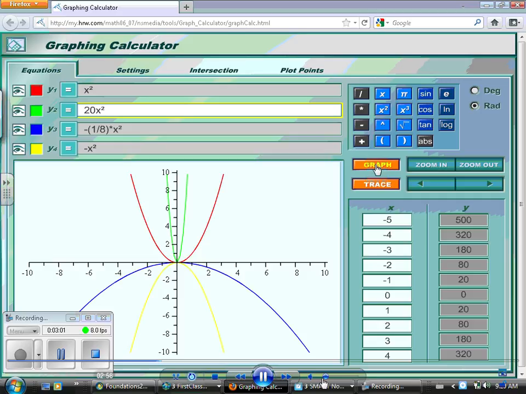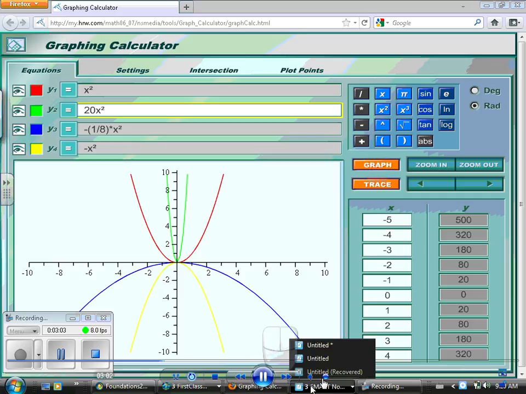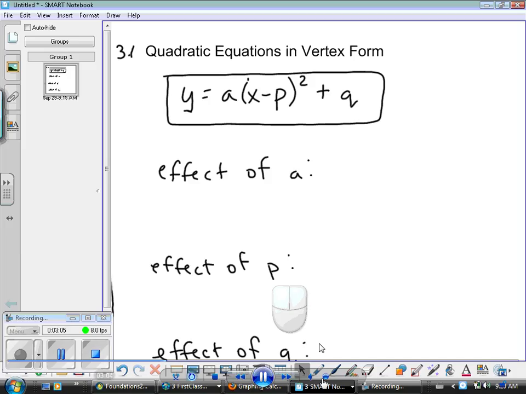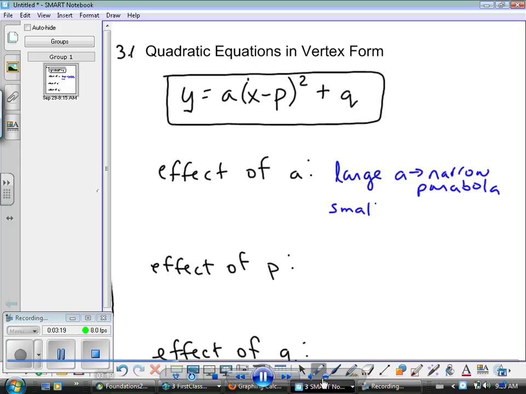A is going to affect how wide or narrow it is, and it's also going to affect whether it opens up or down. Okay, so a large a means a narrow graph. That shape is called a parabola. And a small a is going to be a wide parabola.